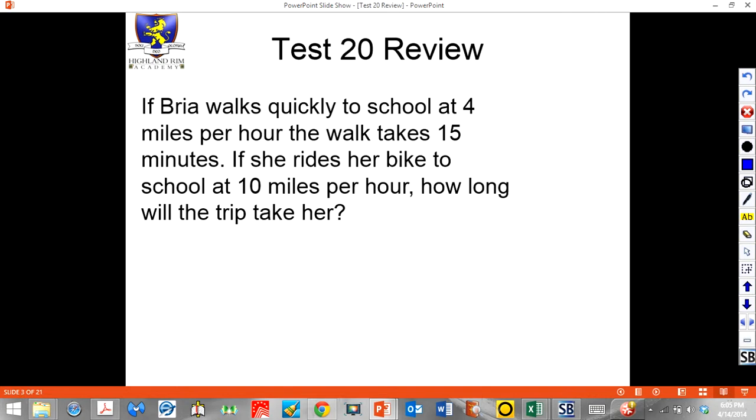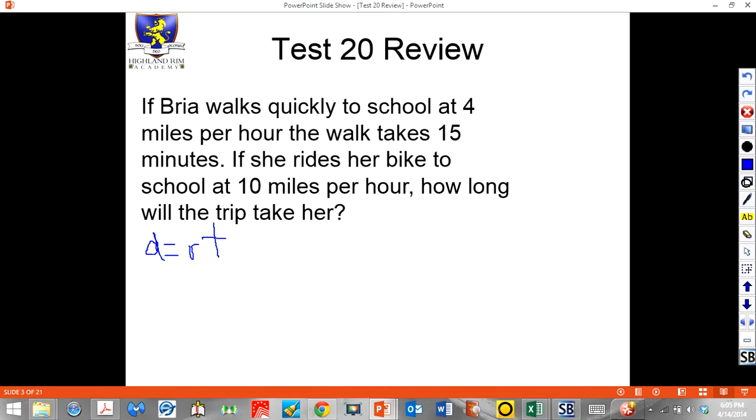Now let's see what we can do to help Bria as she's walking briskly to school. Her rate is 4 miles per hour, and that takes her 15 minutes. If she rides her bike to school, she can ride a lot faster, 10 miles per hour. How long will that take her? Remember, we talked in class, distance equals rate times time, and distance is a constant here. So the distance from her house to school will remain the same. So rate times time gives you the distance to her school.